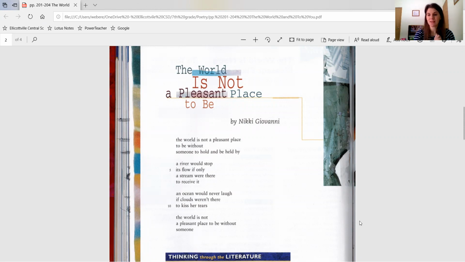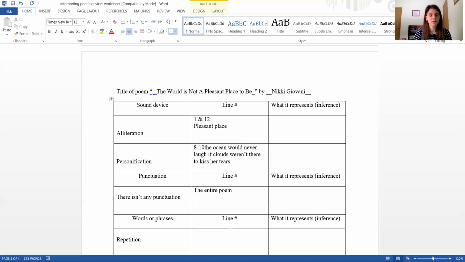The world is not a pleasant place to be. So in the first stanza, she continues that without someone to hold and be held by. In the last stanza, she says to be without someone. So once again, similar to other poems, the idea of needing another person, not being alone. So line 1 and I think it's 13. I'll double check in a second. The world is not a pleasant place to be.